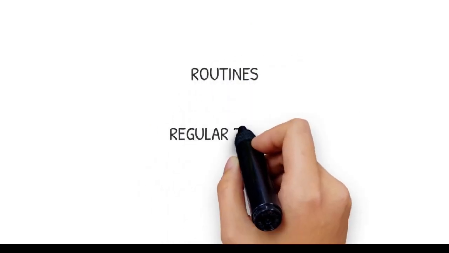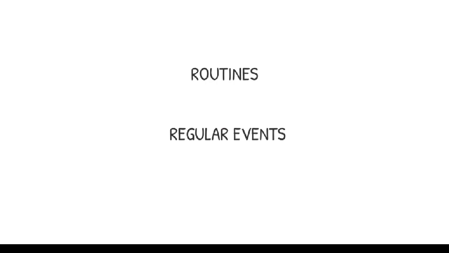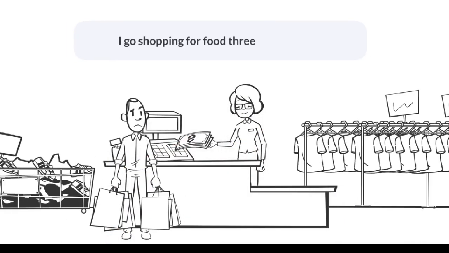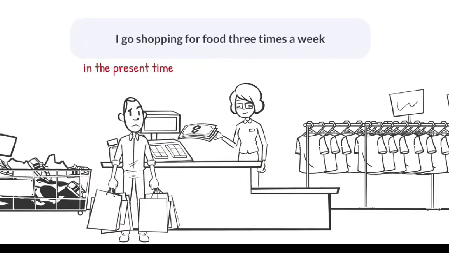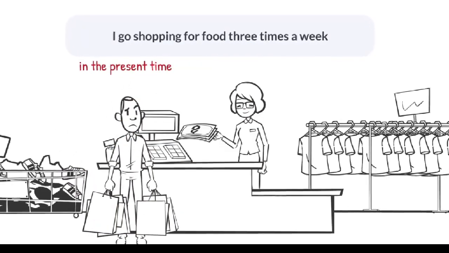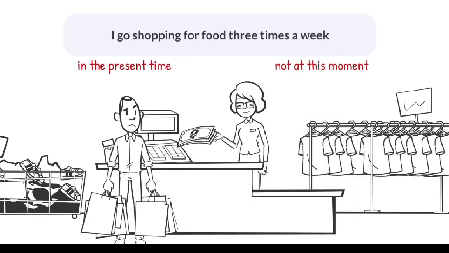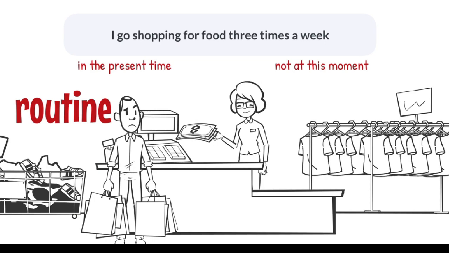In other words, with this tense, we describe routines or events that happen on a regular basis but not at the moment. For example, I go shopping for food 3 times a week. We talk about the action in the present time, but which is not happening at this very moment. We talk about our routine.